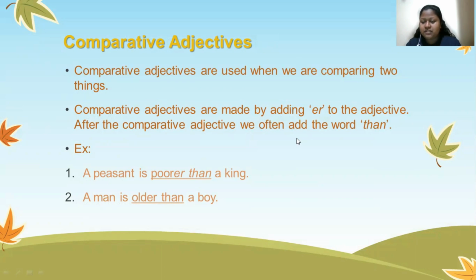And the comparative adjectives are always used with the word than after that. A peasant is poorer than a king. We take the adjective poor and we add er to the end of the word and it becomes poorer. That is the comparative adjective. And then we use it with than and compare two things and make a meaningful sentence. The man is older than the boy.